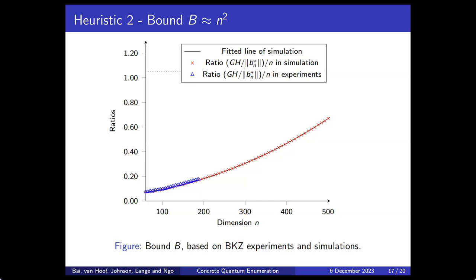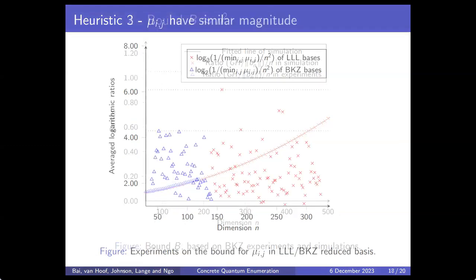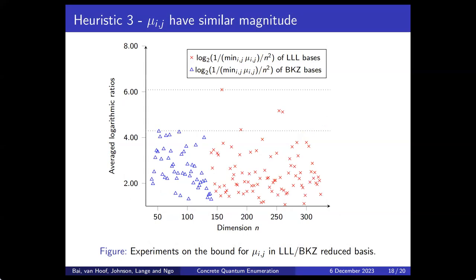And here, the actual result that we use, that we fit the number of samples here, is just a parenthesis. It's a slightly parenthesis equation. So we can say it's going to be close to a linear and quadratic equation. So it makes sense to say the value is close to a square. And the final heuristic we use in the work is on the other mu ij, and it has a similar magnitude.